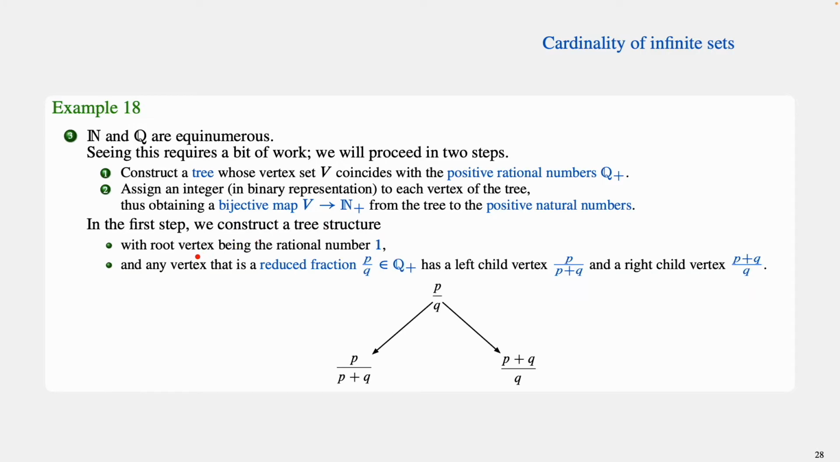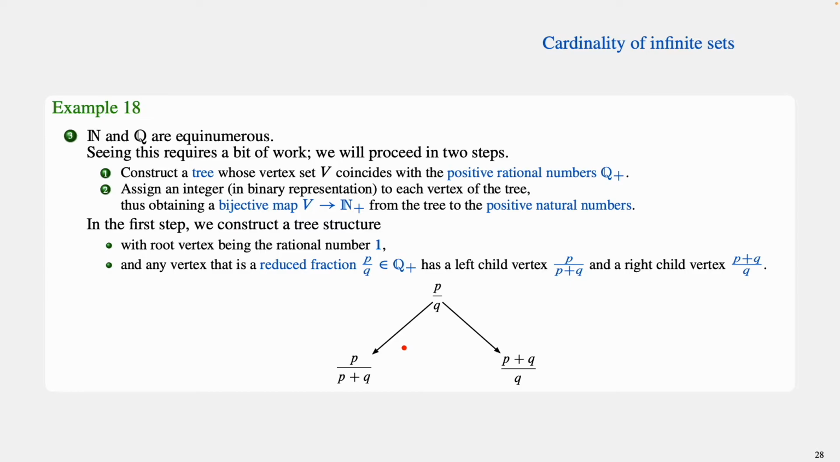The tree construction is rather simple, so it works as follows. The root vertex in our tree is the rational number 1, and then for any vertex in the tree that is a reduced fraction p over q in Q+, we have a left child vertex that is p over p plus q, and a right child vertex that is p plus q over q. So it looks like this.